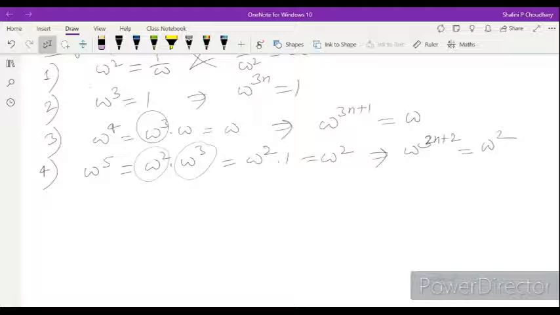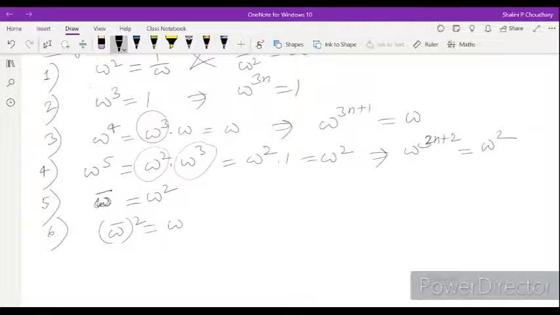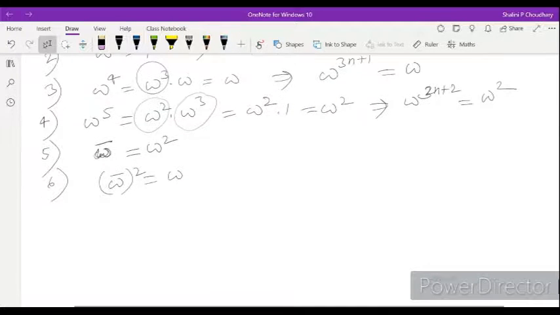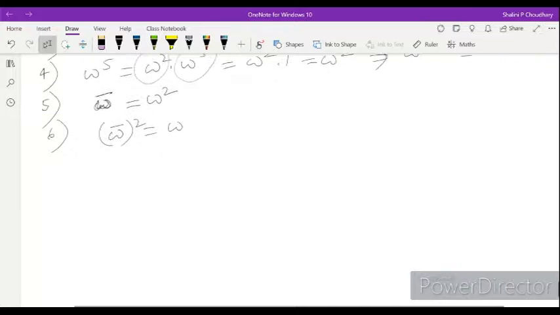Now next one, omega bar, the complement of omega, will be equal to omega square. The conjugate of omega is omega square, which we have already seen. Now the next one is the conjugate of omega whole square, which will be equal to omega. So these are the properties of 1, omega and omega square. Based on these properties and concepts, we'll do sums.